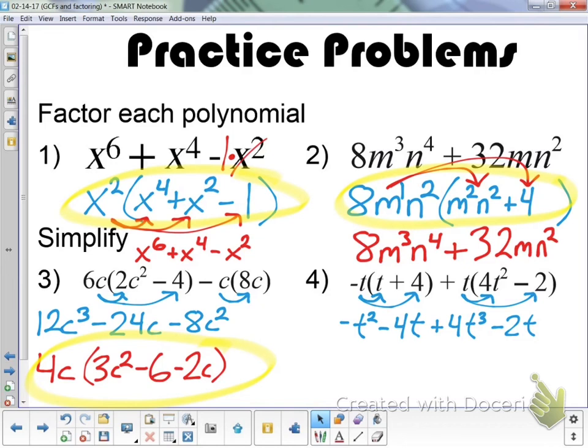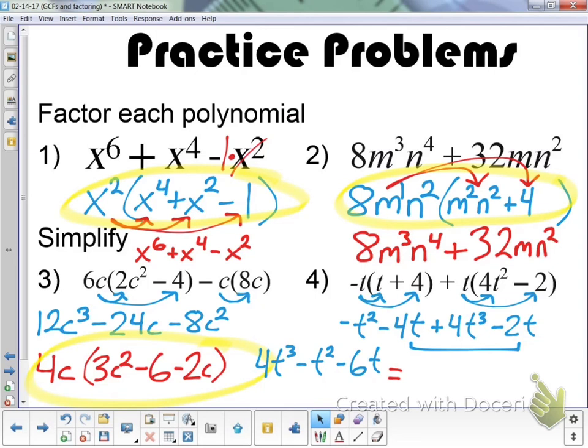Next, we have to rewrite this in standard form, which I did do this time because I designed it to have enough room. You have like terms right there, but your 4t cubed has to be written down first because it has the highest exponent, that being a 3, and then a negative t squared, and then negative 4t minus 2t is negative 6t. You now have your trinomial that you are able to factor with, and you need to now take out your GCF.